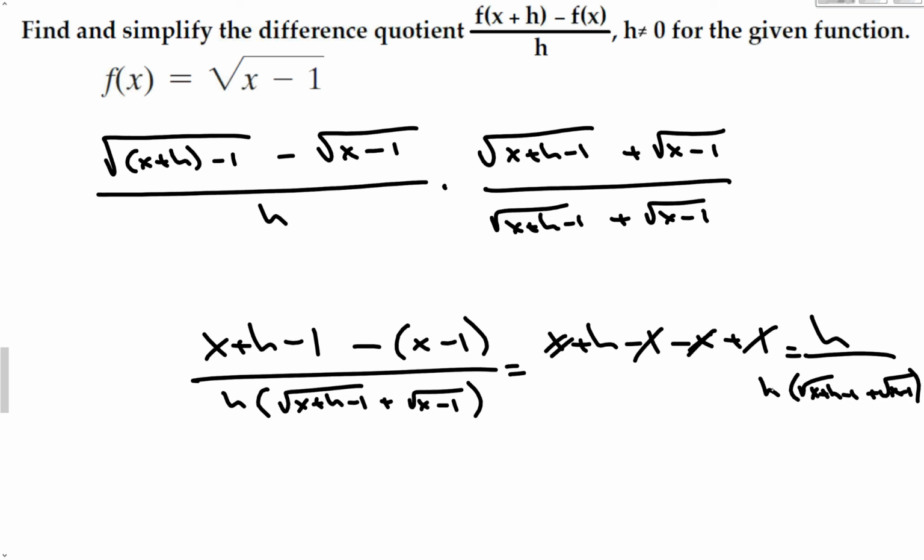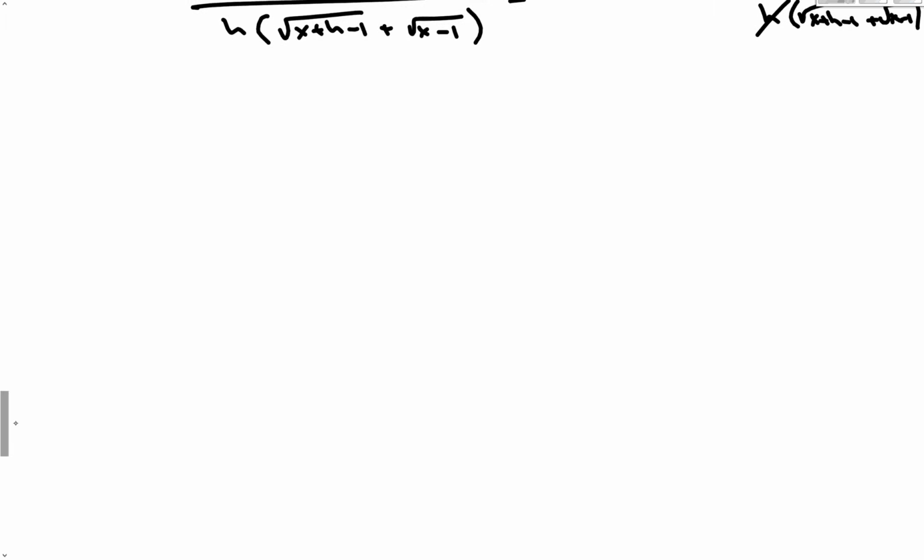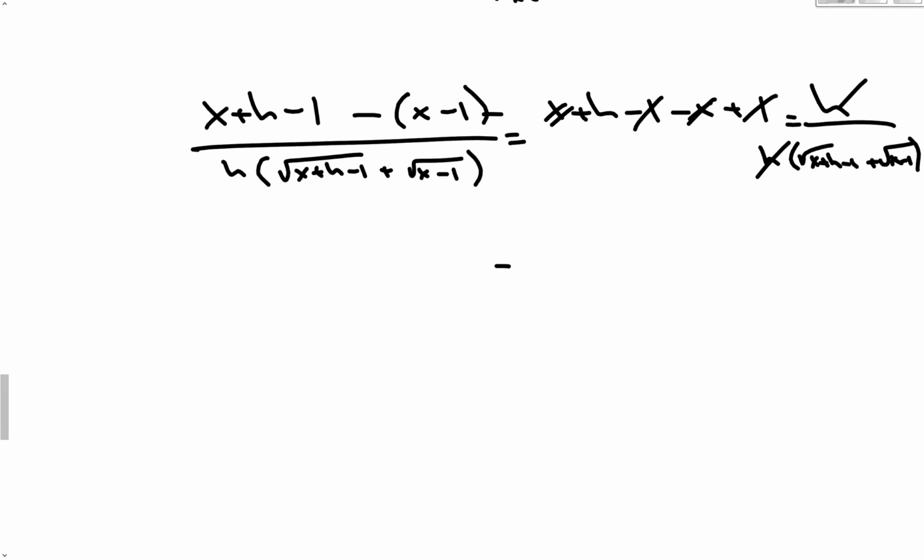A little squish there. But the point is that those two h's now can cancel, and I'm left with my difference quotient of 1 over the square root of x plus h minus 1 plus the square root of x minus 1. And now if I wanted to plug in 0 for h, which we're going to do later, I now have an expression that actually makes a little bit more sense and is not undefined.